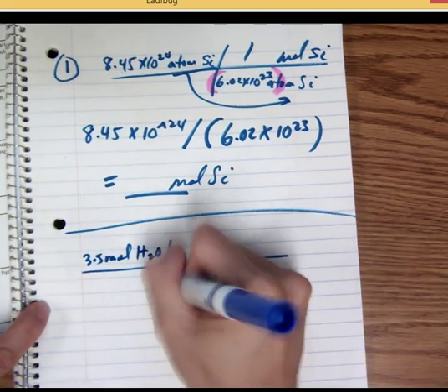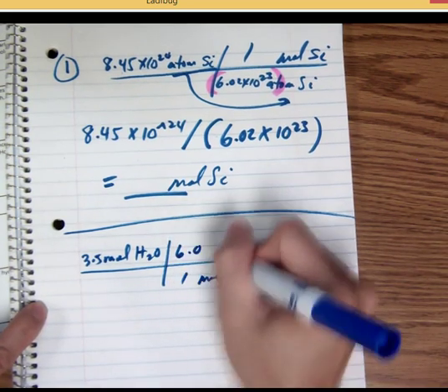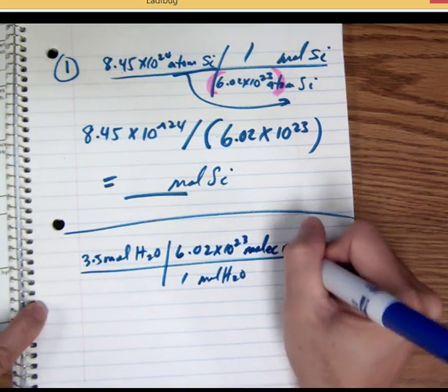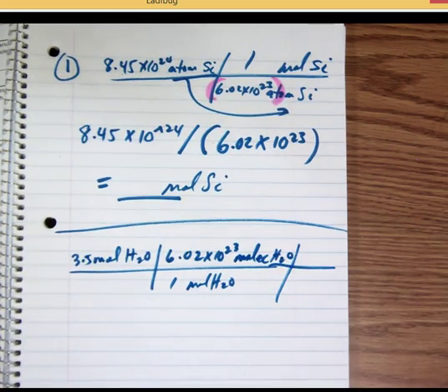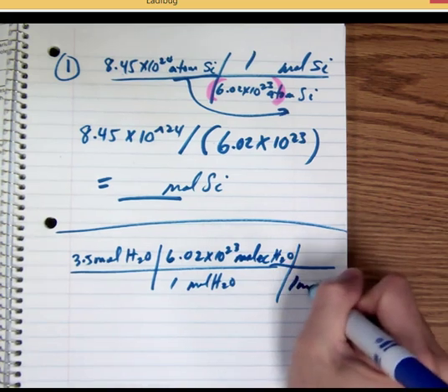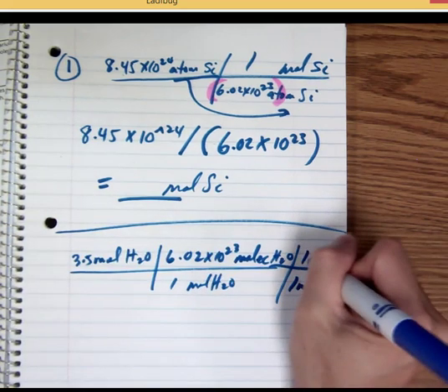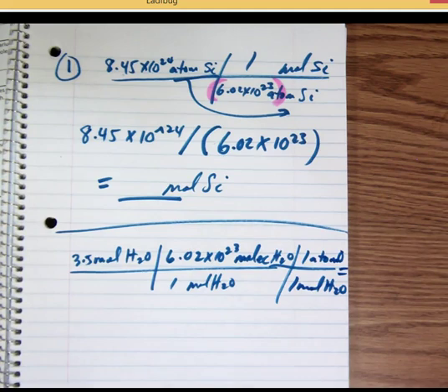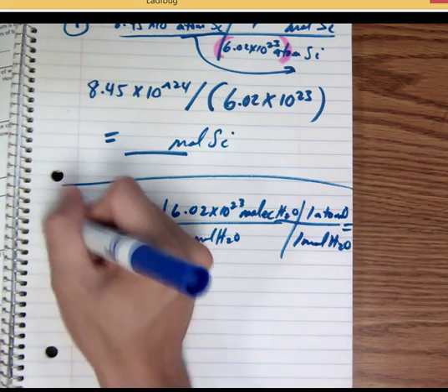We need to get to atoms. So mole of H2O goes down here. 1 mole of H2O is 6.02 times 10 to the 23rd molecules of H2O. And we need to take it one more step. It's asking for atoms of oxygen. So in 1 molecule of H2O, how many oxygens do we have? We only have 1 atom of oxygen. Okay? And that's how you do that. You extend that a little further. Okay? 1 atom of oxygen. That's for number 1 at the bottom.